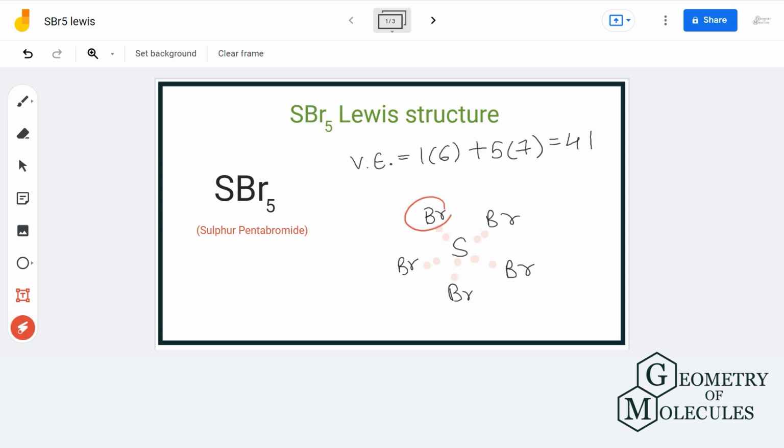As you can see, each bromine atom needs 6 more electrons for a complete octet, so let us go ahead and assign 6 electrons to each bromine atom. This way, we have used all our valence electrons and every atom has a complete outer shell and zero formal charge.